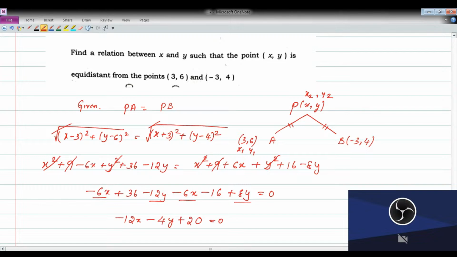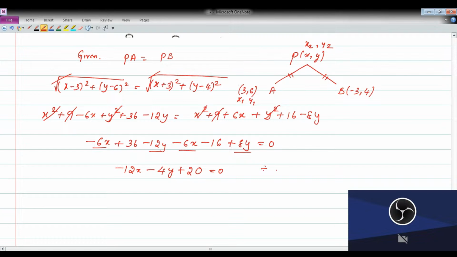So what is the relation then? If you divide by minus 4, I will get 3x plus y minus 5 equal to 0, or else we can write 3x plus y is equal to 5. This is the required relation for the given problem. Instead of dividing by 4, I have divided by minus 4 to make the x term positive. The signs all change, and then shifting to the right-hand side, 3x plus y is equal to 5 is the required answer.